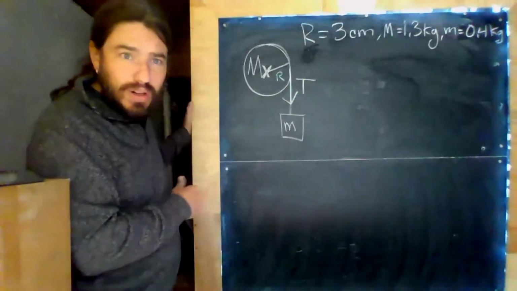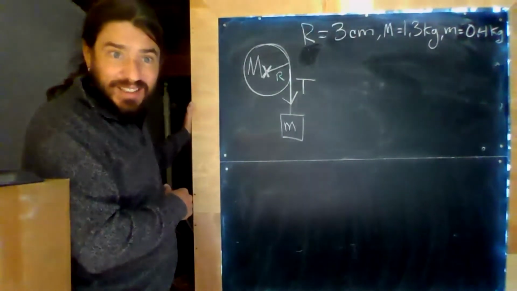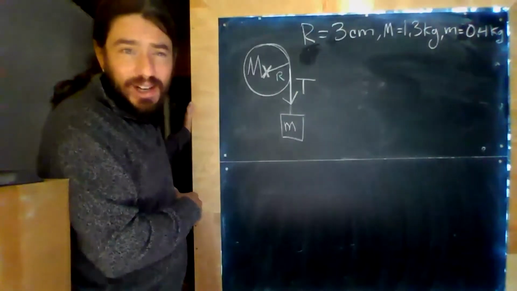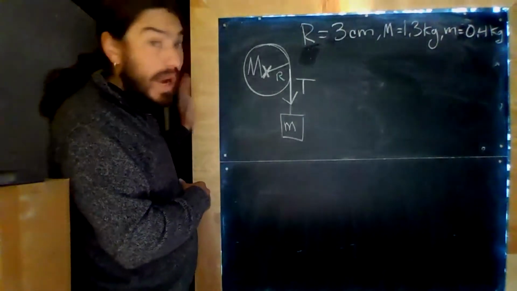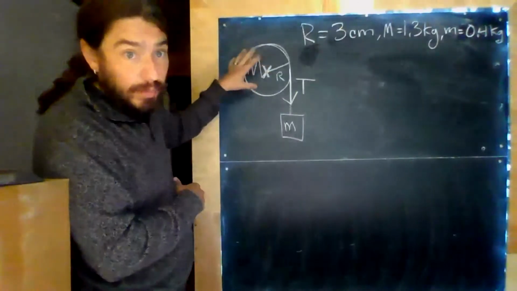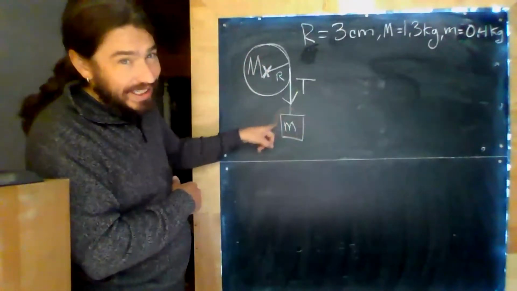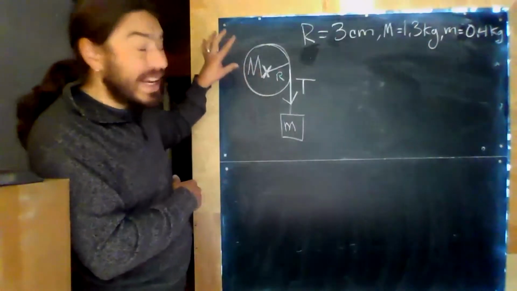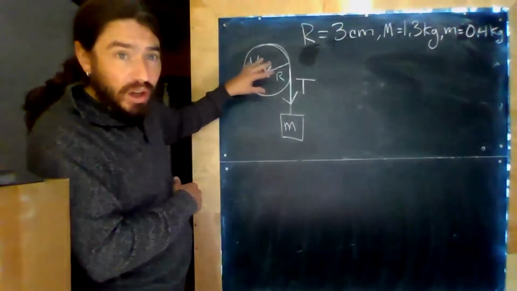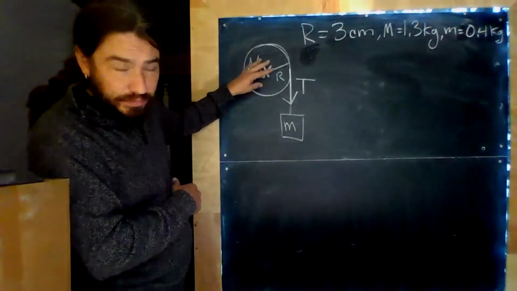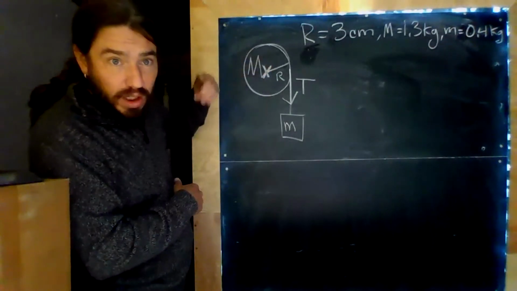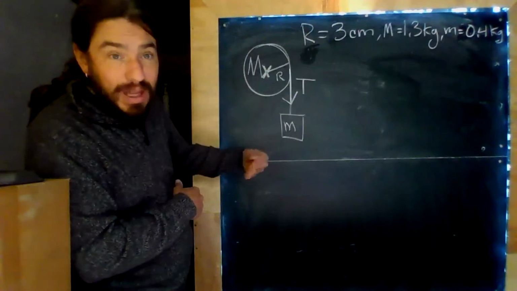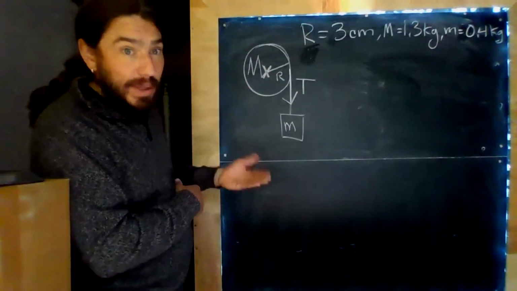Does the weight create any torque then? It doesn't, right? Because the radius that the weight is acting at is 0. So the weight of the drum acting on the drum does not create a torque on the drum because it's acting at the pivot point of the drum. So R is 0.